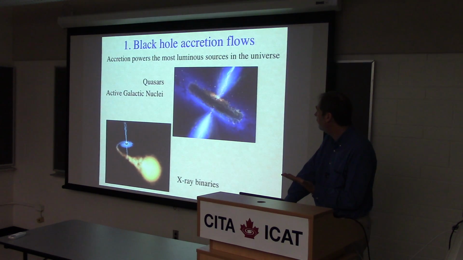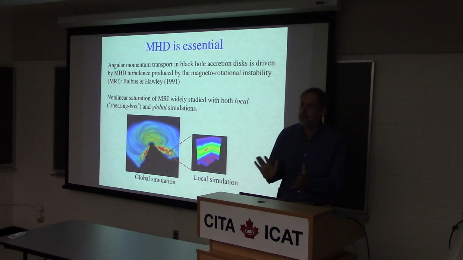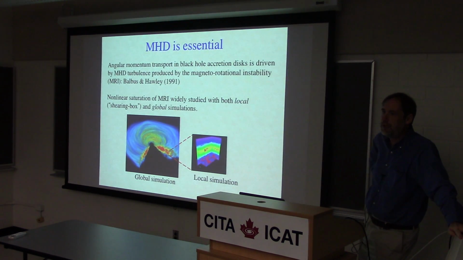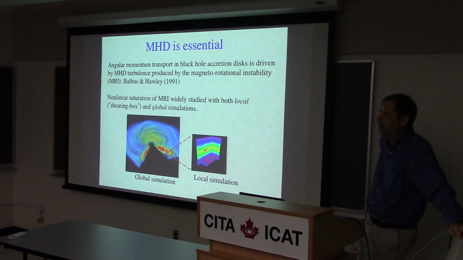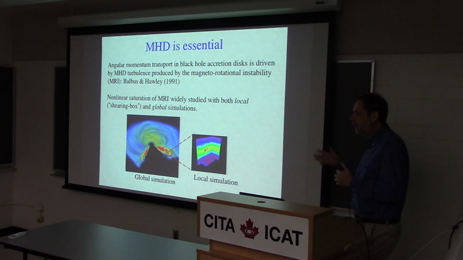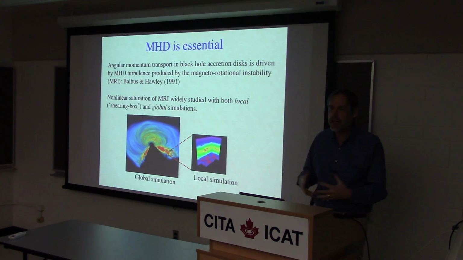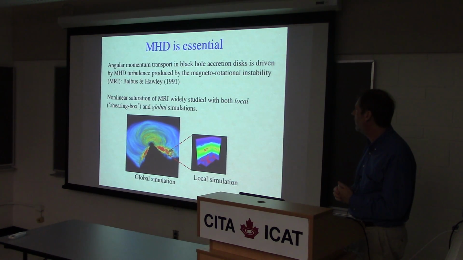So if we want to understand these systems, what do we need to include in the modeling? You know, what's the most important physics that needs to be present? Well, of course, an essential ingredient has to be magnetic fields and magnetohydrodynamics. And that's because we now understand that angular momentum transport in accretion disks is mediated by turbulence driven by the MRI, the magnetorotational instability. And these sources are very hot. They're accreting at high rates, so the plasma is fully ionized. The magnetic field is very well coupled to the plasma, and so the MRI is the dominant source of transport.